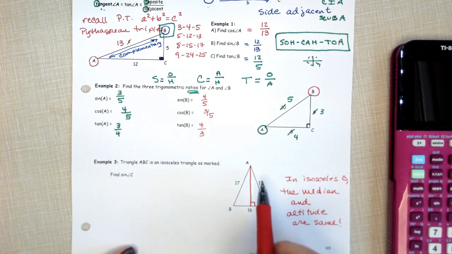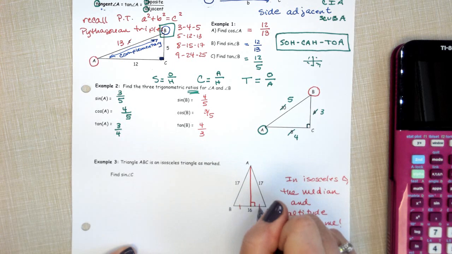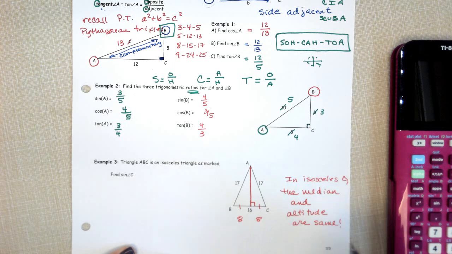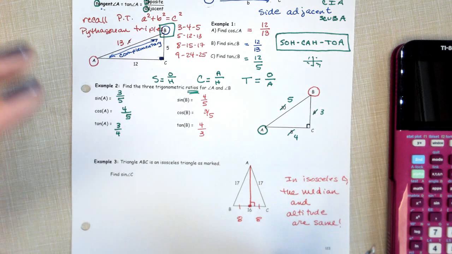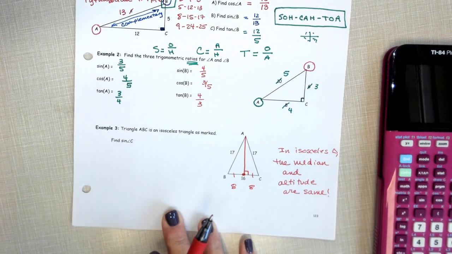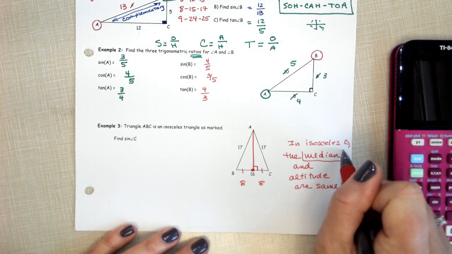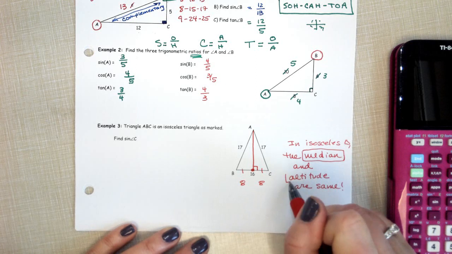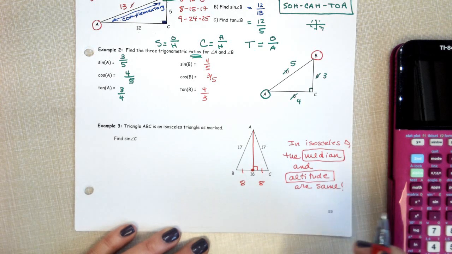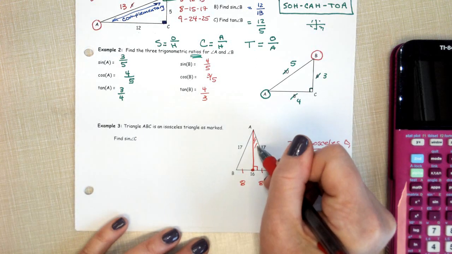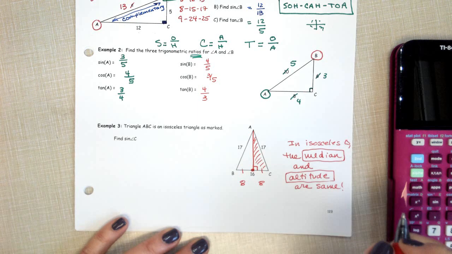So remember, the median bisects it, so that's going to be 8 and 8. Remember, that's the midpoint. That's what a median does. It connects the vertex to the midpoint of the opposite side. Lots of vocab again that we've had before. And the altitude forms a right angle. So lo and behold, we have a right triangle.